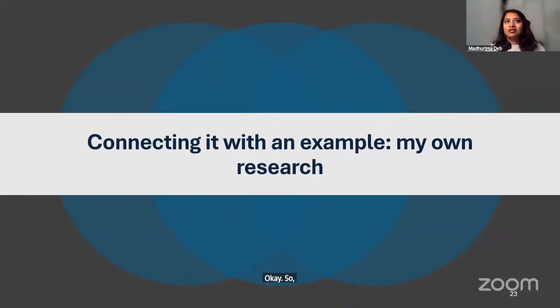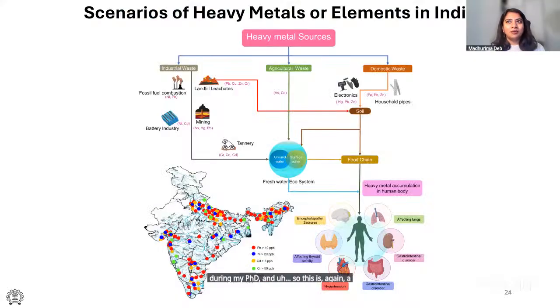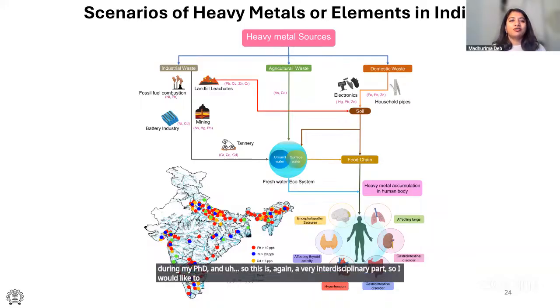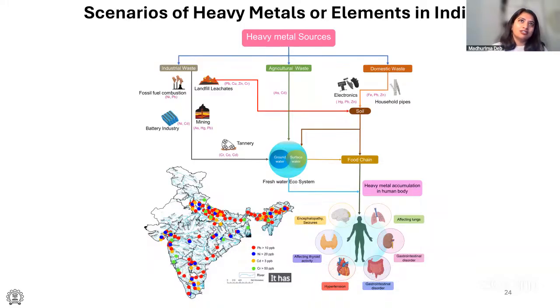So now I would like to connect the previous part with my own research during my PhD. This is again a very interdisciplinary part. I would like to mention before I start that it has some components of electronics, but also some components of material science, so I think it can cater to different audiences. I worked on heavy metal sensing, and as we all know, the scenario of heavy metal elements in India is not really good.